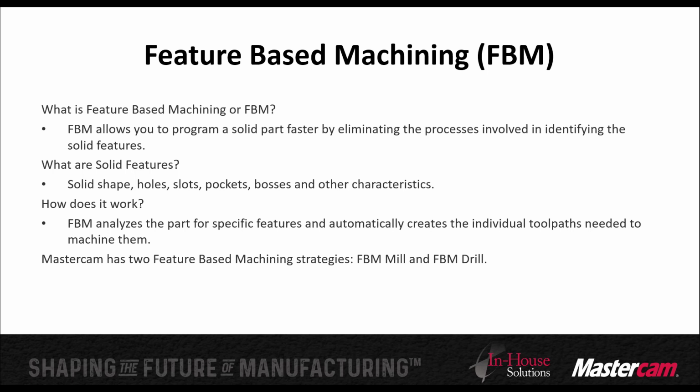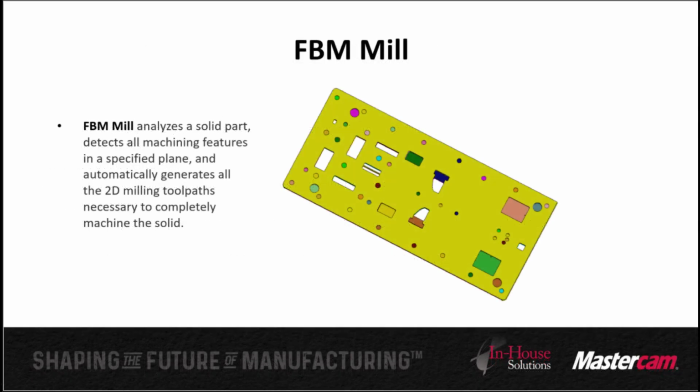As mentioned before, Mastercam has two feature-based machining strategies, FBM Mill and FBM Drill. FBM Mill analyzes a solid part, detects all machining features in a specified plane, and automatically generates all the 2D milling toolpaths necessary to completely machine the solid. It machines closed, open, nested, and through pockets with both vertical and taper walls. For complex nested pockets, Mastercam creates a separate zone for each depth and creates the boundaries required to machine it.